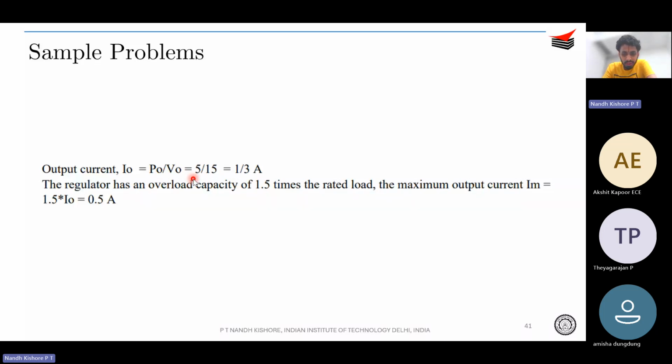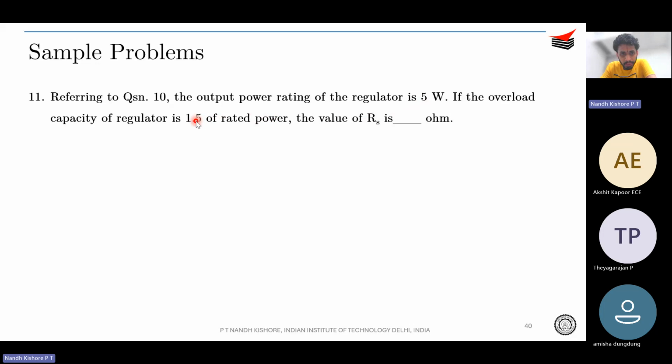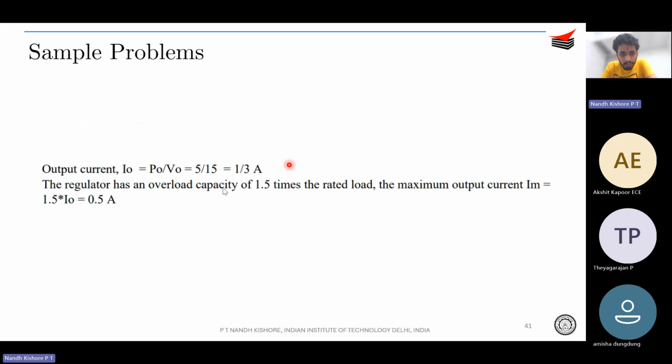Since the regulator has an overload capacity of 1.5 times the rated power, it means that instead of 1 by 3 amperes, it can support 1 by 3 into 1.5. It has that much capacity. So maximum current will be how much? Maximum current will be 1.5 times this current, right? P naught is 5, V naught is 15. Therefore, I naught is 1 by 3 amps, right? And since it has 1.5 times the rated load capacity, the maximum current will be 1.5 into 1 by 3, that is 0.5 amps, right? So this is the maximum output current it can support.